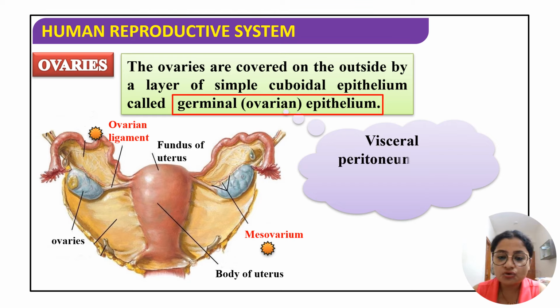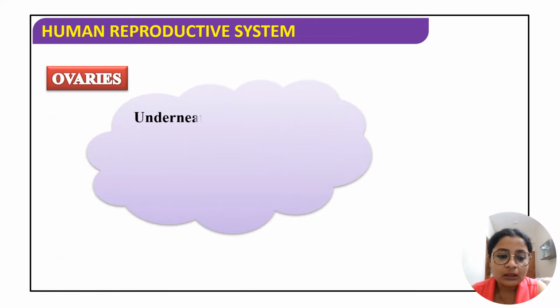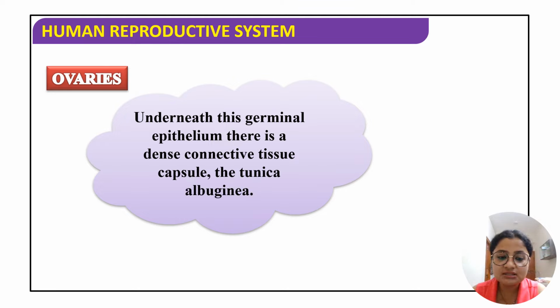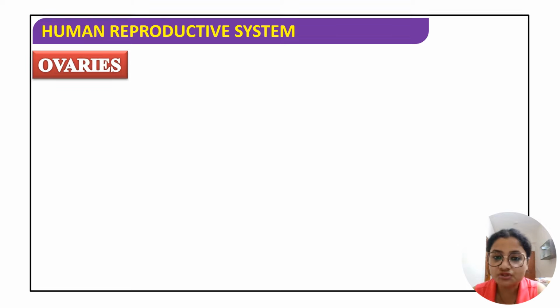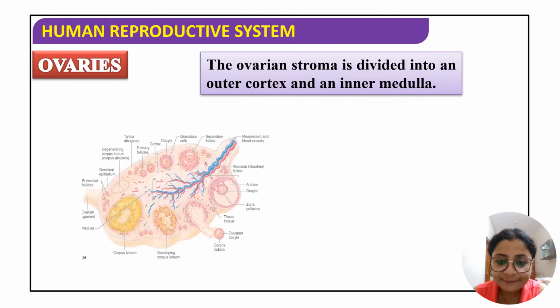Okay, so in this also, there is the visceral peritoneum which envelops the ovaries. So underneath this germinal epithelium, there is a dense connective tissue capsule which is known as the tunica albuginea. तो ये चीज मेल रिप्रोडक्टिव सिस्टम में भी था, isn't it? Tunica vaginalis and tunica albuginea. तो यहाँ पे भी tunica albuginea है.